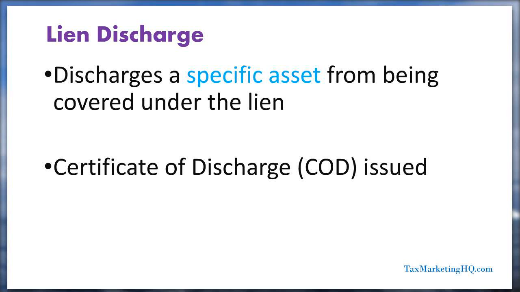So remember, a federal tax lien covers all property and rights to property of a taxpayer. So for an individual, a federal tax lien covers their house, their car, their paycheck, everything. Okay, their furniture, stamp collections, the whole nine yards. So if they want to remove one asset, say a boat, from being covered under the tax lien, then they will apply for a certificate of discharge.